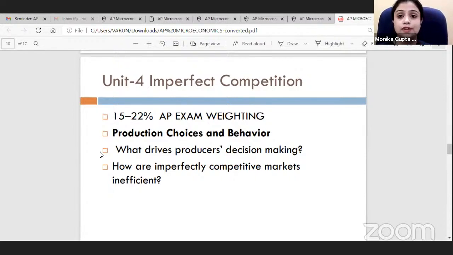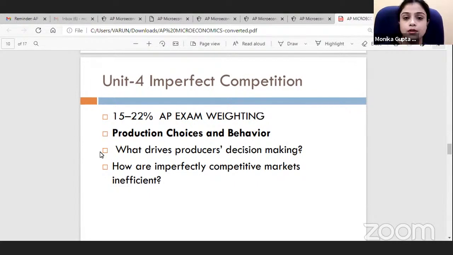If I talk about deadweight loss, or excess capacity. Here you talk about every market structure, either monopoly or oligopoly, in detail. You talk about the payoff matrix, how they make decisions, what sort of cost is involved, and whether they are going to earn economic profit or face economic losses. So we are going to talk about this in imperfect competition. The weightage is 15 to 22%, and generally or mostly you are going to get a long FRQ from imperfect competition.